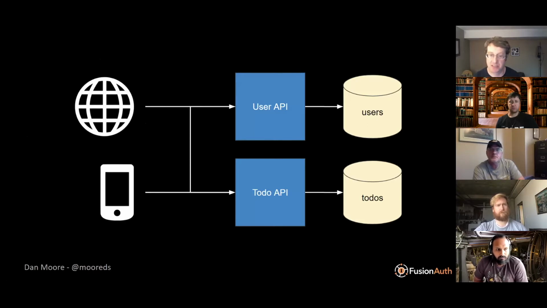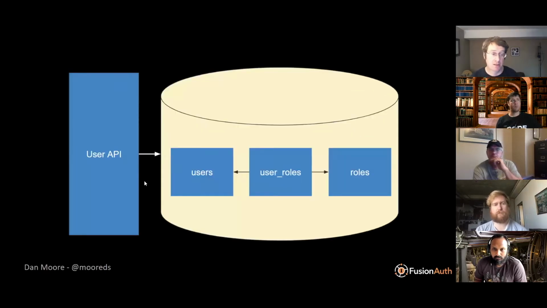All right, so let's walk through the use case. We have an application, we have a user database, and that's fronted by a user API. We have a to-do API, which has a to-do database, and then clients are accessing both of these. So the user API, this is probably pretty standard. Hopefully you've all seen this before. Users, user roles, and roles, so we have a way to map users to certain roles.